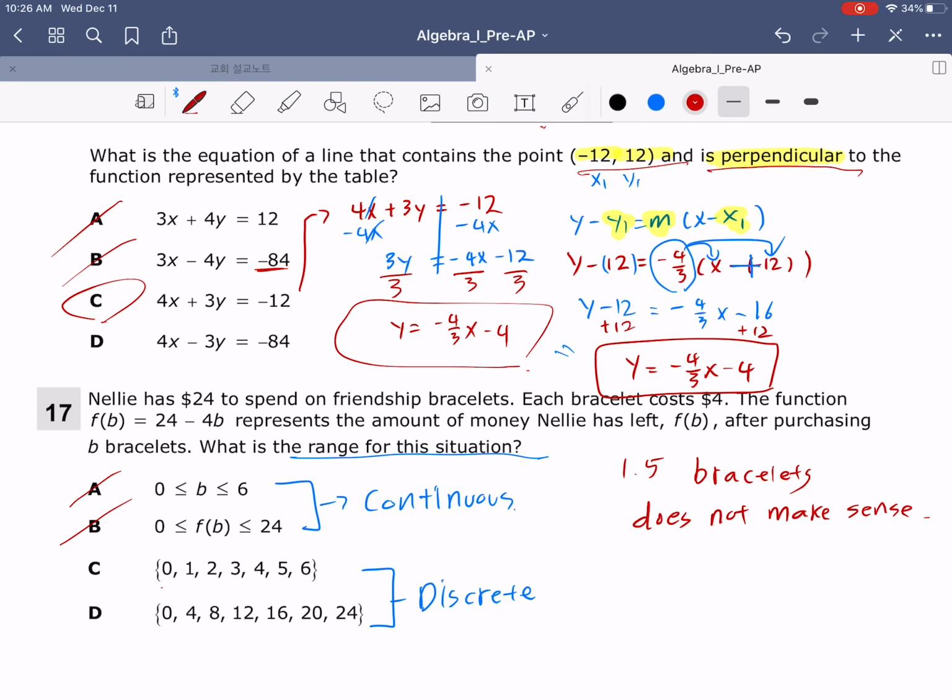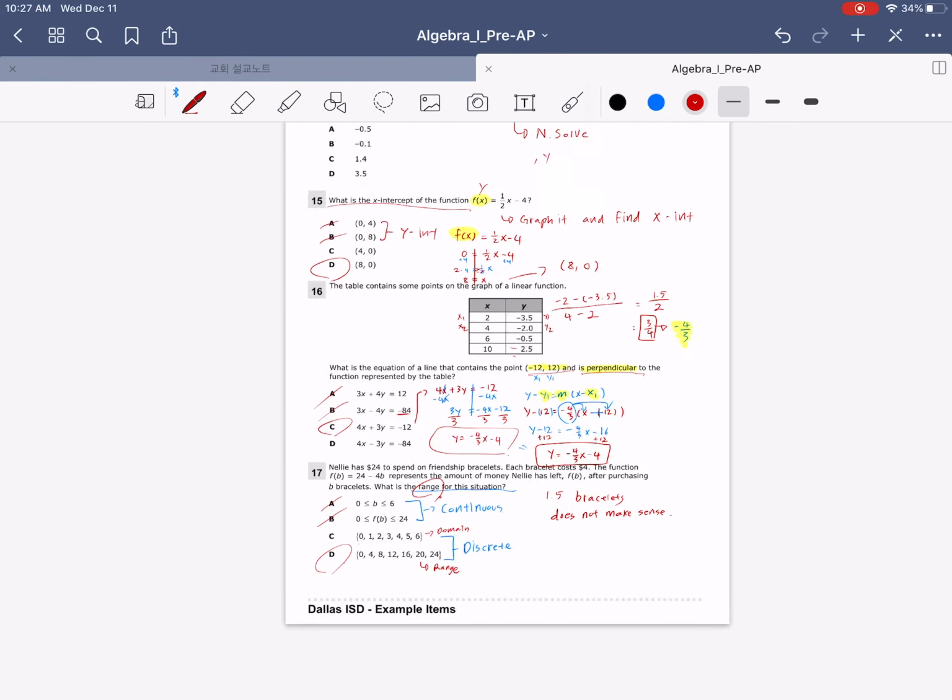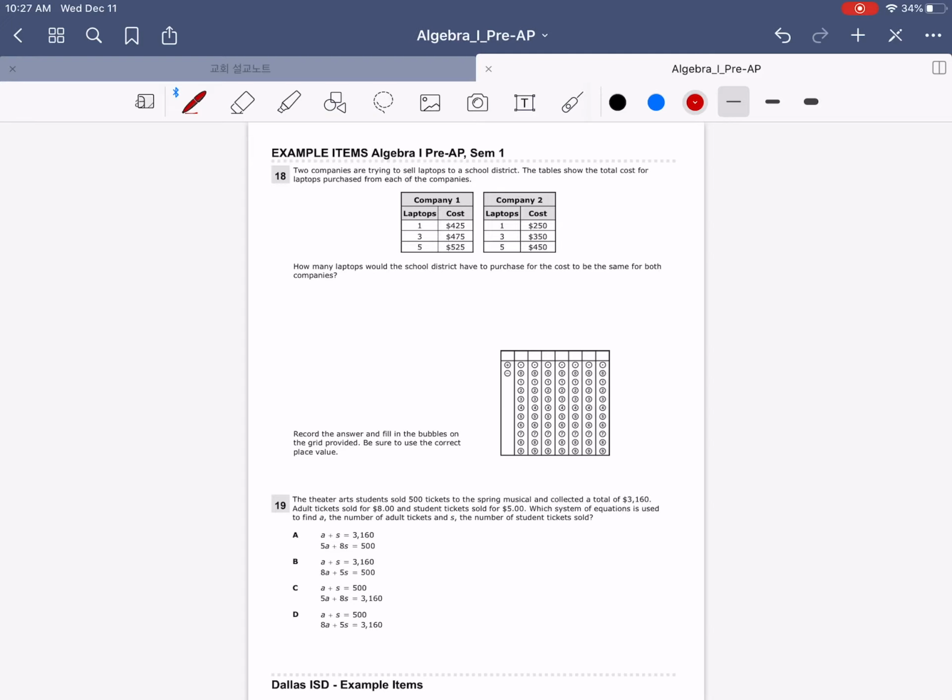And again, 0 through 6, those are going to be x values. So it's going to be the domain. And do you see this number, the bigger number? Usually those are the range. And the question is asking what is the range? So it's going to be D. So easy, right?